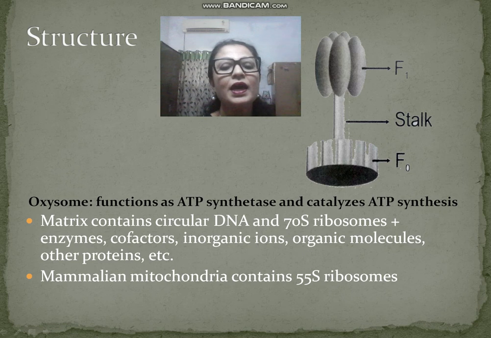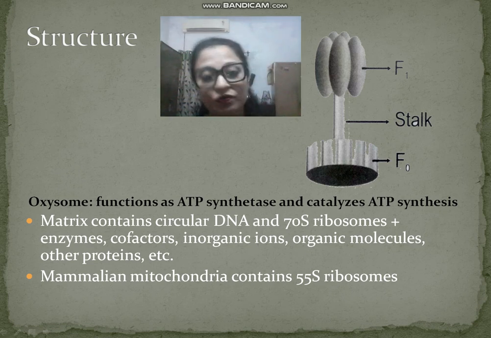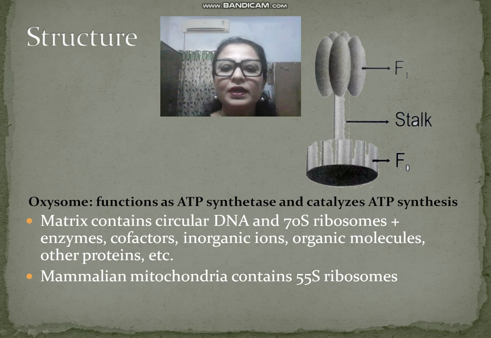Yeah. So, as we know, there are these membranes, but does it stop with the membranes? No, it doesn't. There's something inside these membranes. That is the matrix. We call it the matrix. And that contains the DNA. We have already mentioned the circular DNA, the 70S ribosomes, the enzymes, cofactors, inorganic ions, organic molecules, other proteins. So it is a combination of so many other things that the mitochondria needs to survive, right?